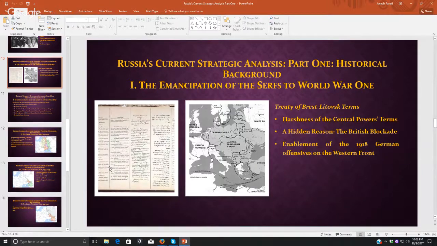Here you see the treaty over here, an actual page from it. The treaty was signed between the Central Powers, the German Empire, the Austro-Hungarian Empire, Bulgaria, and the Ottoman Empire. So there are German, French, Turkish, Bulgarian, and Russian versions of this treaty.